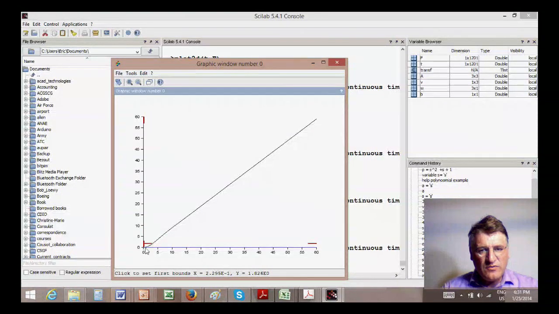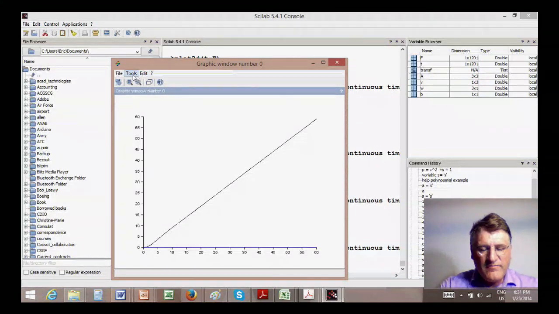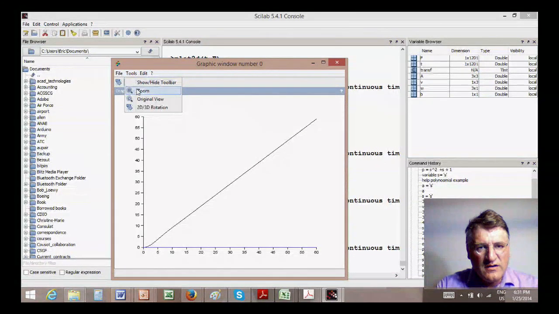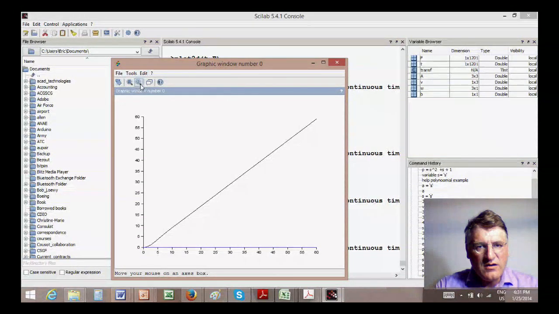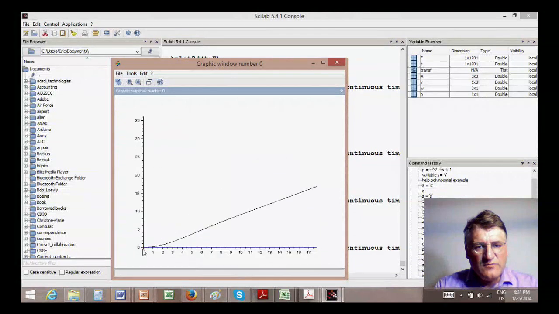I don't know how to zoom. Hold on a second. So let me try and zoom again. An axis box. Oh, I see. So we can zoom in, but let's go back. Tools. So we zoomed out. Let's see in more detail what that does.